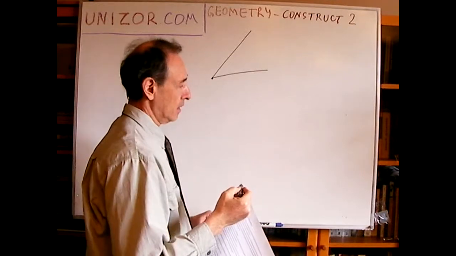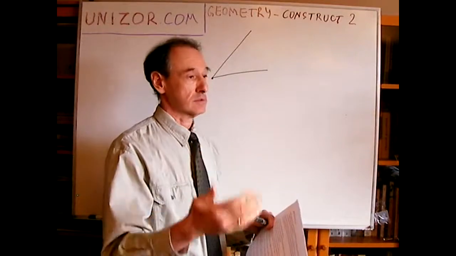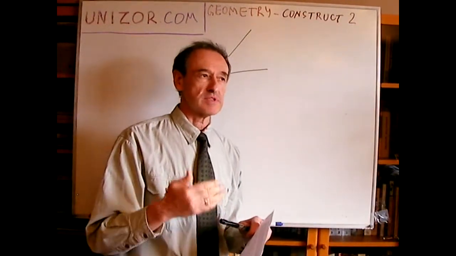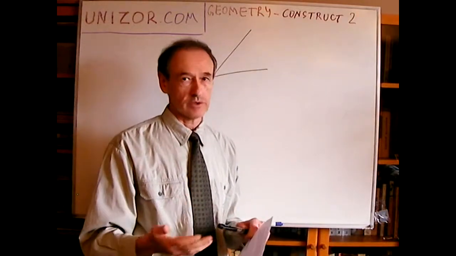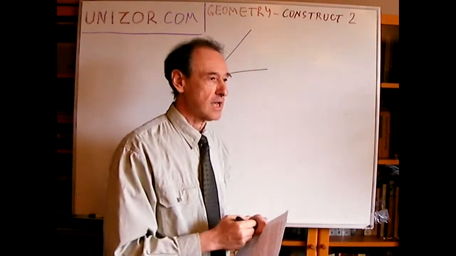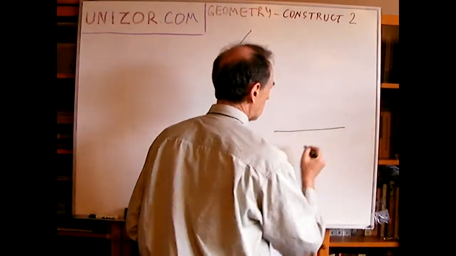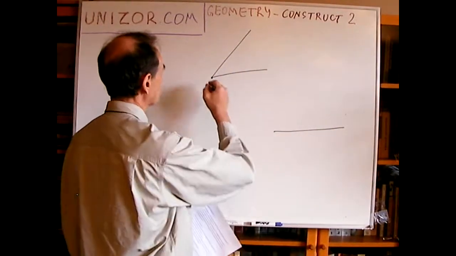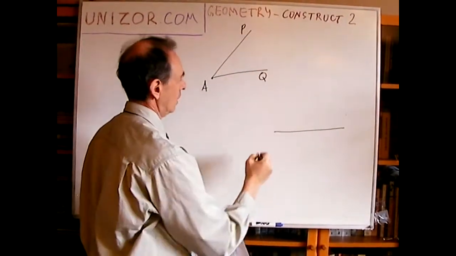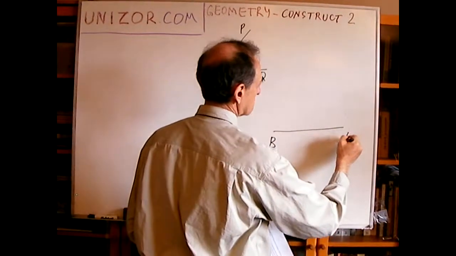Now, obviously, when the problem says construct an angle congruent to this one, it's not really specifically telling where to construct it. So to make the problem a little bit more precise, it should be given as well some other ray. Let's say this is A, P, Q, and this is B, let's say M.